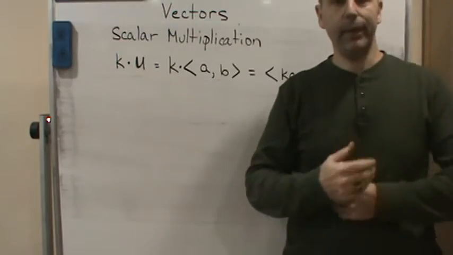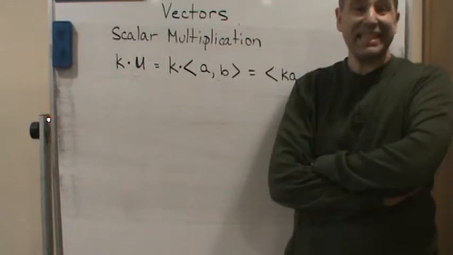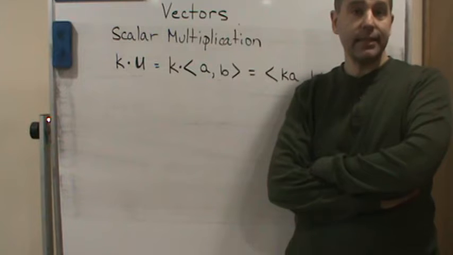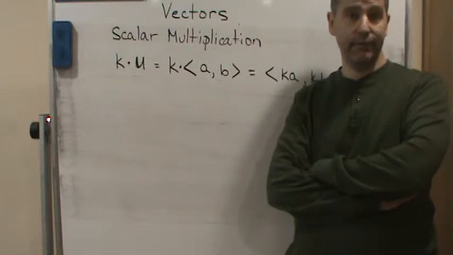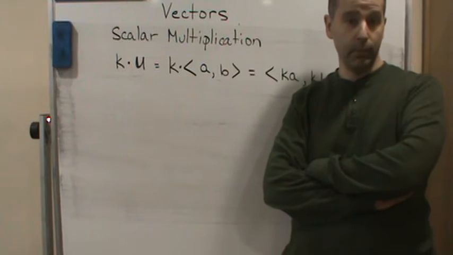Okay, welcome. The next thing we're going to talk about is scalar multiplication. So what is a scalar? A scalar is any real number. When we talk about scalar multiplication of vectors, we're talking about taking a vector and multiplying that vector by some real number.